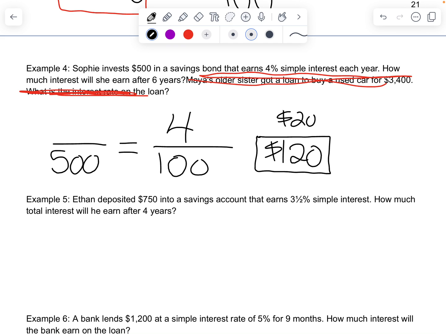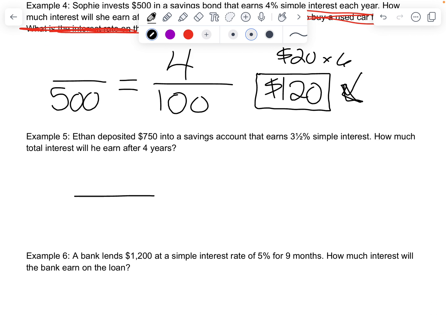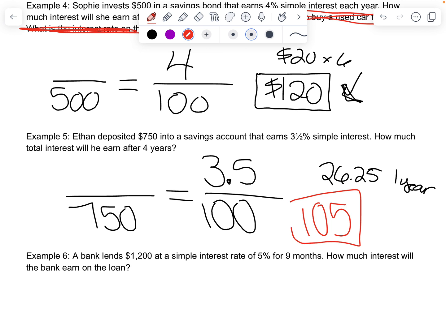All right, so $120 for 6 years. $120 free dollars. Okay, Ethan deposits $750 into a savings account. So he puts in $750 and he gets 3.5% interest. How much will he get after 4 years? So 750 times 3.5 divided by 100 means that he gets $26.25 for 1 year. Now, if he does this for 4 years and I multiply it by 4, that means he'll get $105 free dollars just for having the bank keep his money for him.